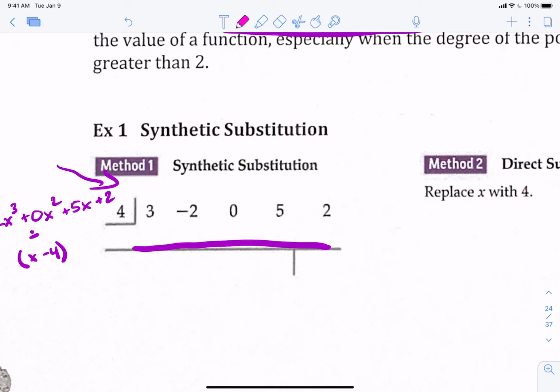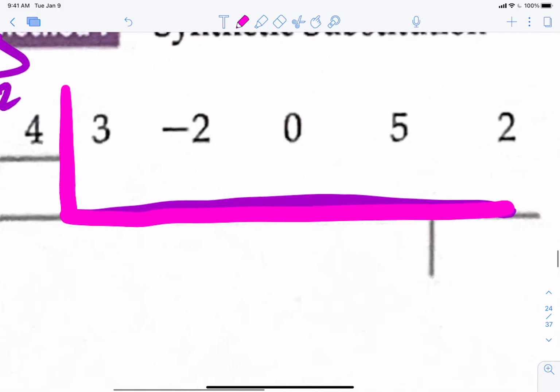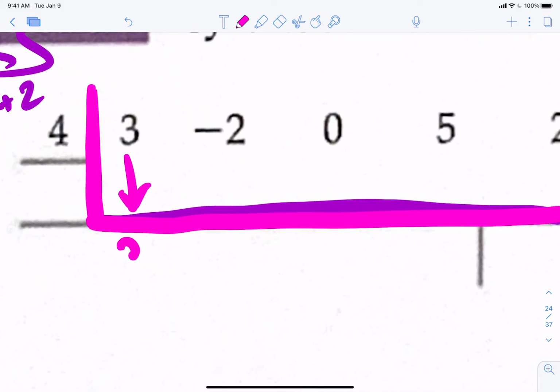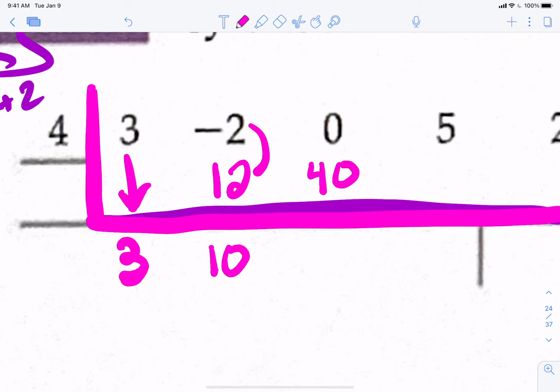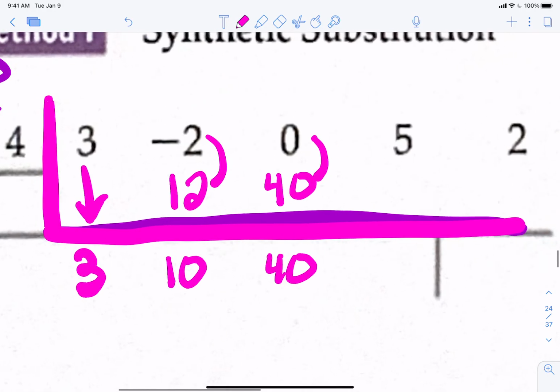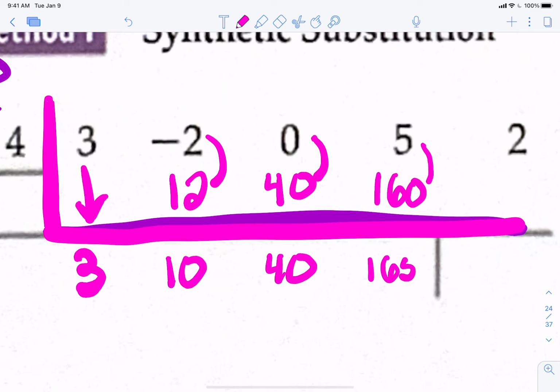Okay, let's fill this process out. What do we do first for this synthetic division? Drop 3. 3 goes down. Okay, and then 4 times 3 is 12. Negative 2 and 12 makes 10. 4 times 10 is 40. 0 and 40 makes still 40. 4 times 40 is 160. Add those two together. 165.